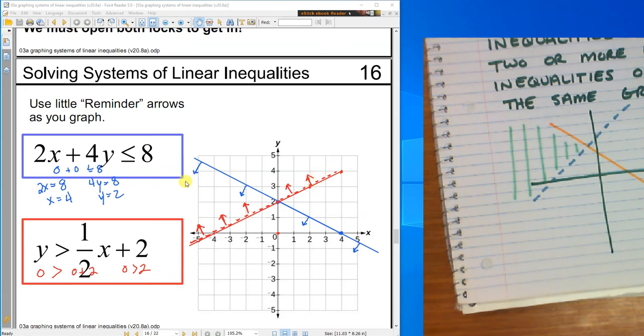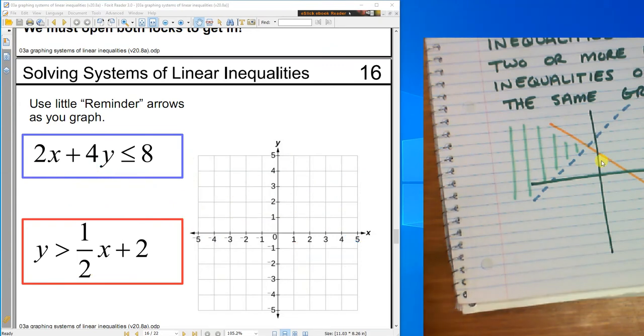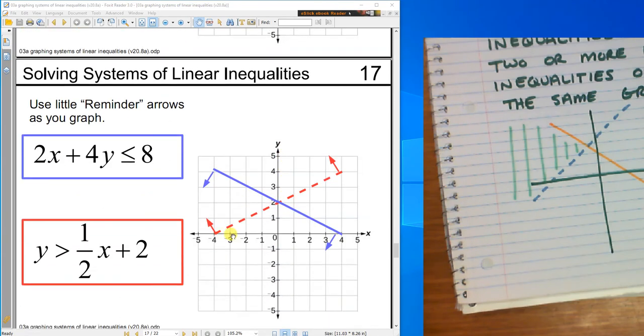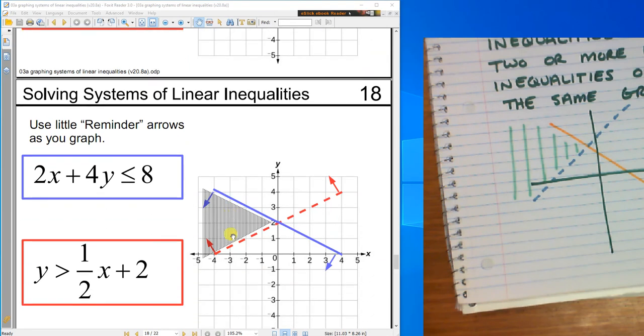So where do the two shaded regions come together? Do they come together over here? No, nothing works over here. Do they work over here? Only the red works here. Does it work here? Only the blue works here, but this is the region where it all comes together. This is the solution right in here. So this is me doing it again. And there's the region where it all comes together.